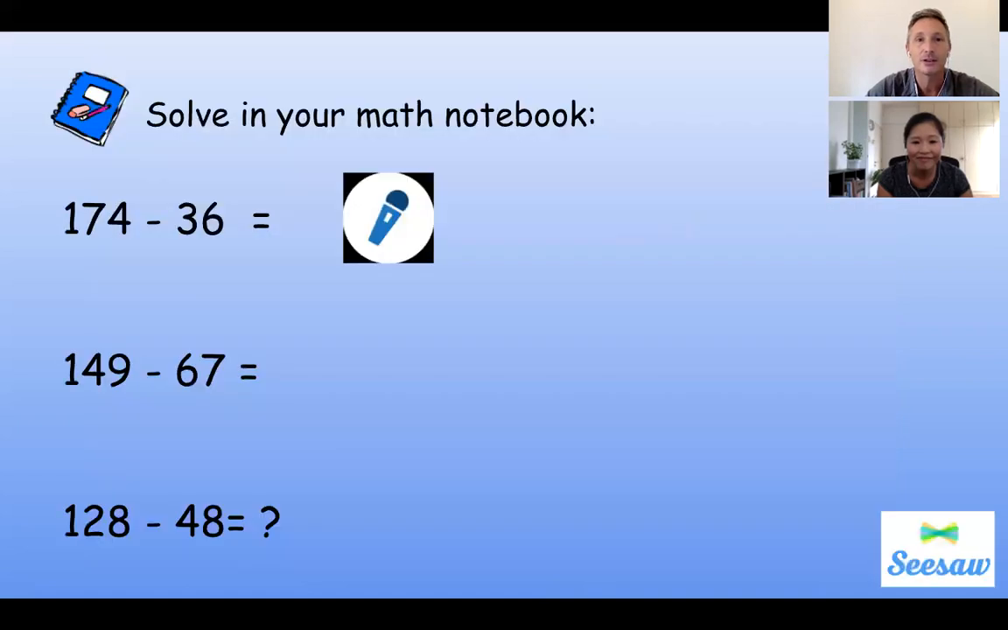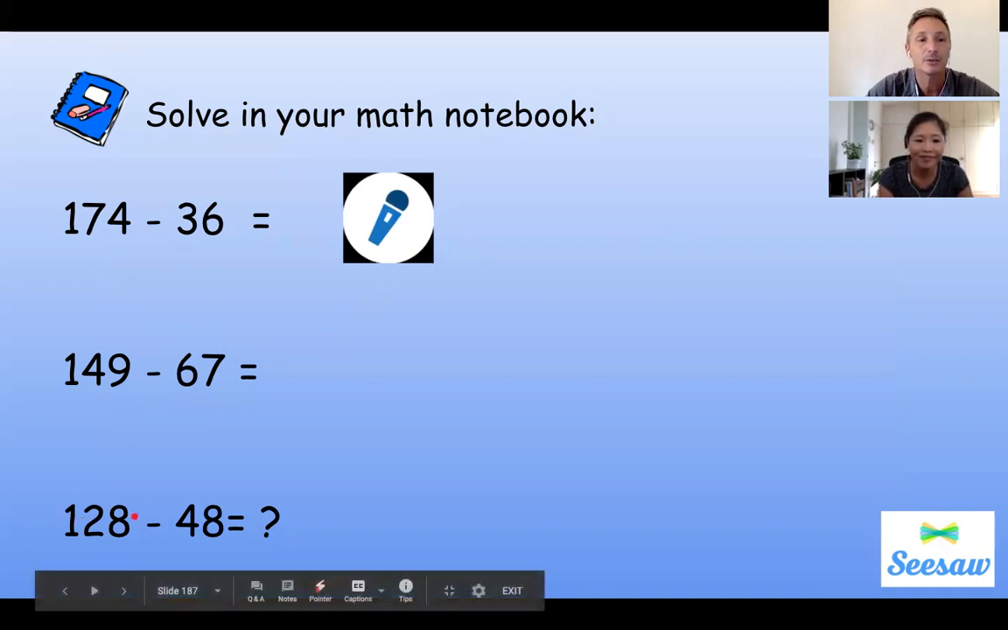All right, friends. So here is your seesaw activity for today. You are going to complete the next 3 problems. You have 174 minus 36. And with this one is going to be where you record your strategy. So take your photo, take your picture, and then you're going to record your thinking, record your answer. Then you have 149 minus 67 and 128 minus 48. Okay, on seesaw there.